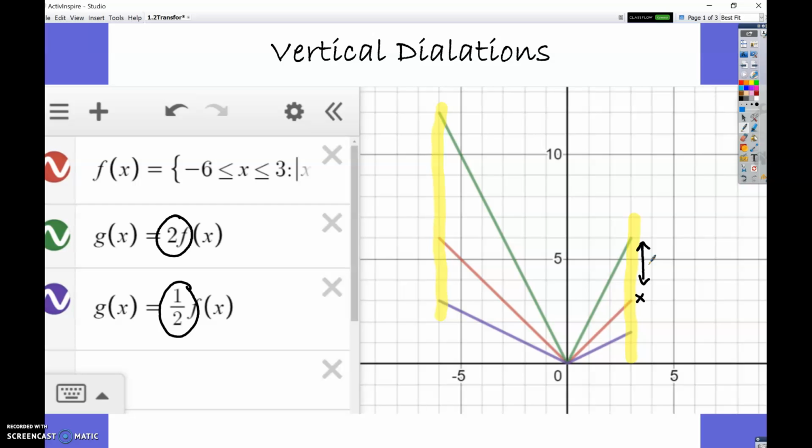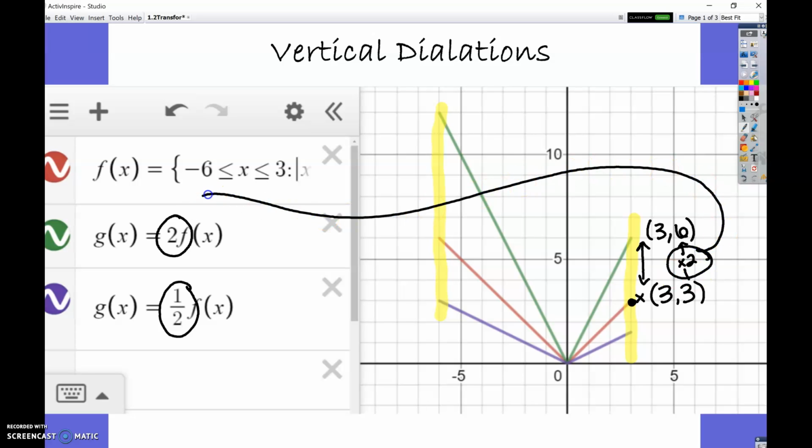How much different is it? Compare the x and y values. Here, our parent function is at 3, 3, where our transformed function is at 3, 6. This shows that our y value is multiplied by 2 to get to our new y value. That's why this multiplied by 2 y value makes sense for the 2 out front. Same can be said for the purple graph, where it now is at 3, 1.5.